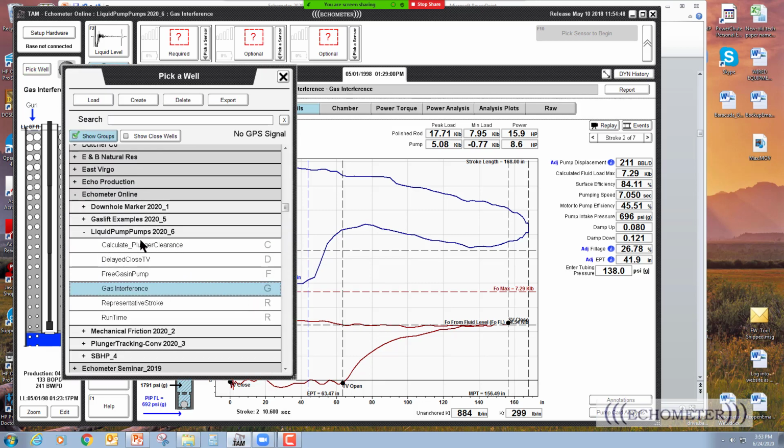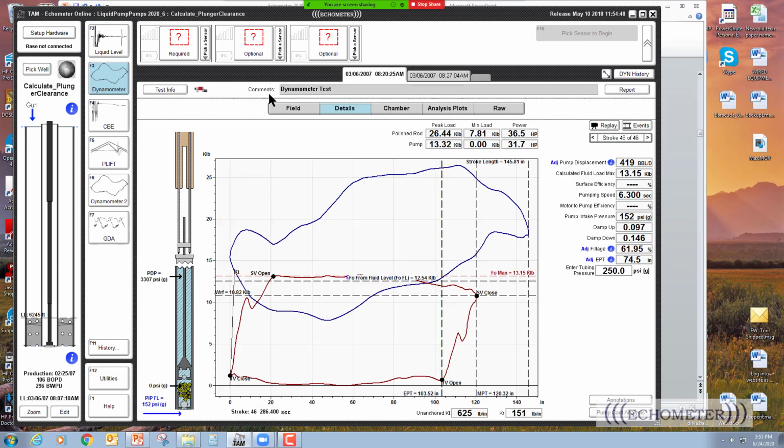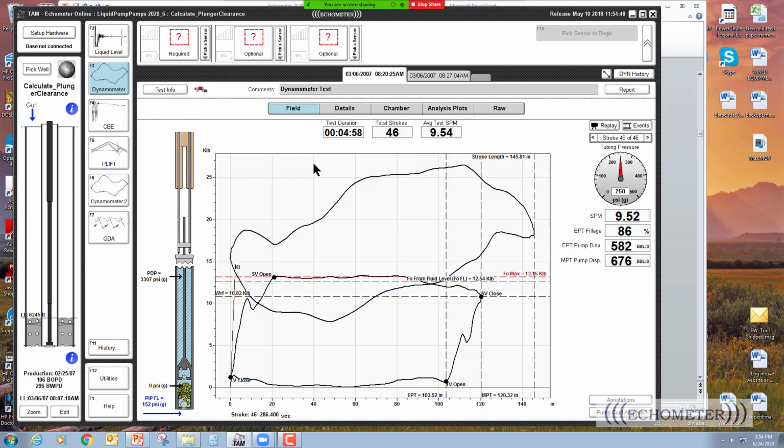This is a well where the operator was aggravated that the well only made 402 barrels a day. He called and said, why does my well only make that? If we go to the dyno data and look at the details view, it says this card would calculate 420 barrels a day, but the field view says 580. So he said, why isn't my pump making 580? Well, the answer in this case was because of slippage, and a little bit of gas.